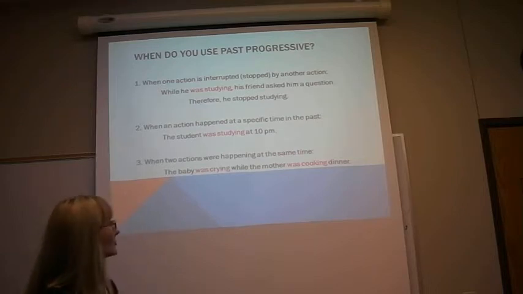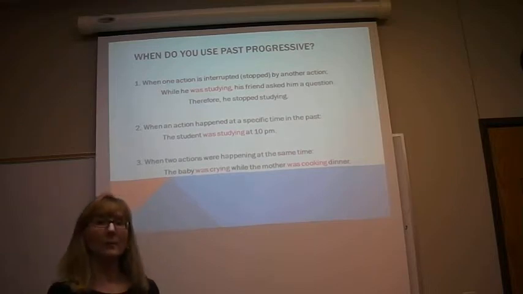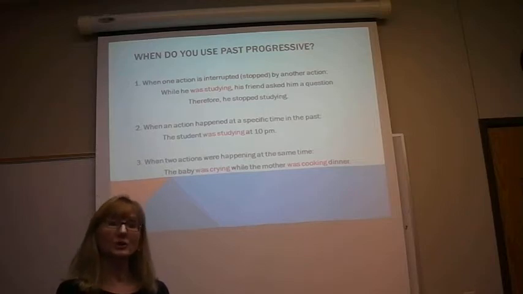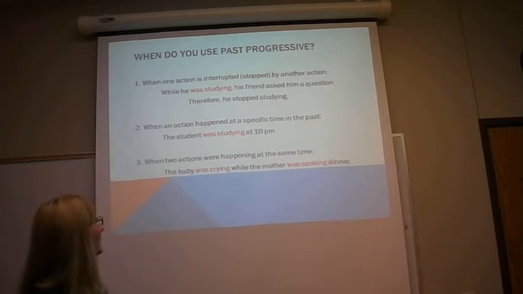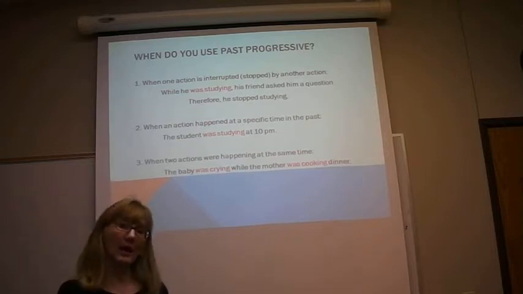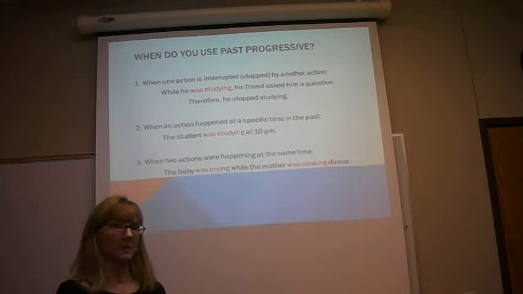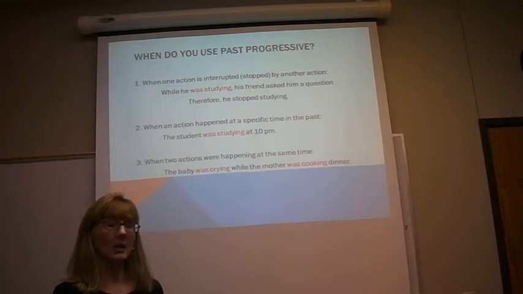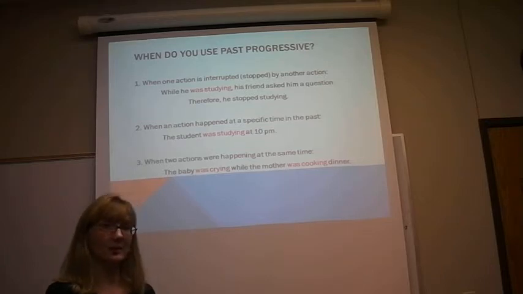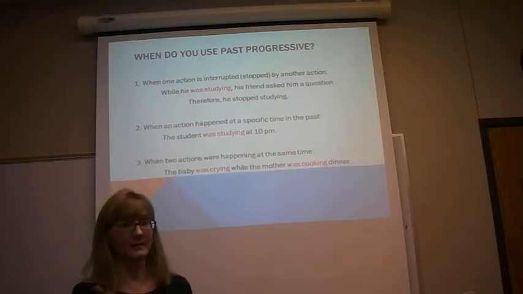And the last one, we can use past progressive when two actions happen at the same time in the past. For example, the baby was crying while the mother was cooking dinner. Was crying and was cooking happened at the same time, so we can use past progressive in both parts of the sentence.